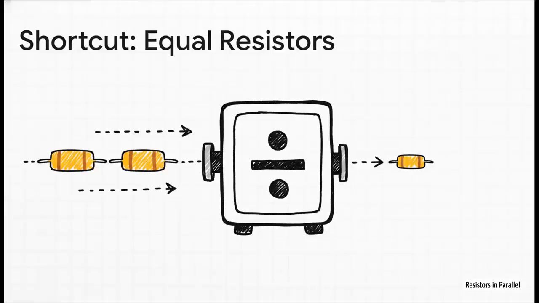Now for the easiest shortcut of them all. If all of your resistors in parallel are the exact same value, all you have to do is take that resistance value and divide it by how many resistors you have. So say you've got three 30-ohm resistors, that's just 30 divided by 3, 10 ohms. It is literally that simple.